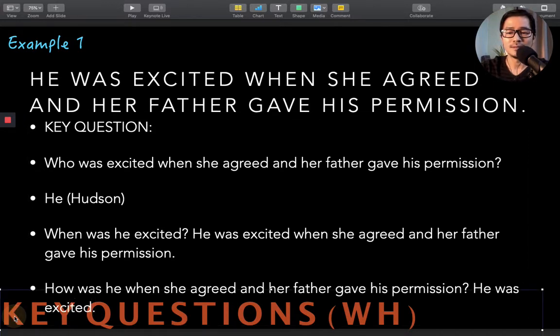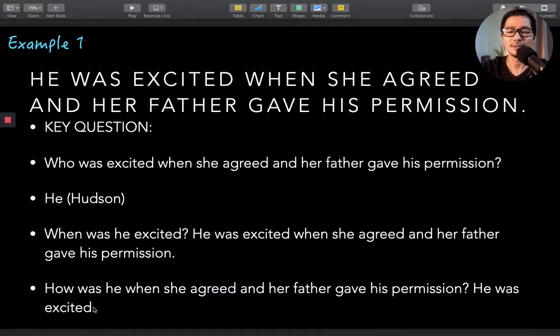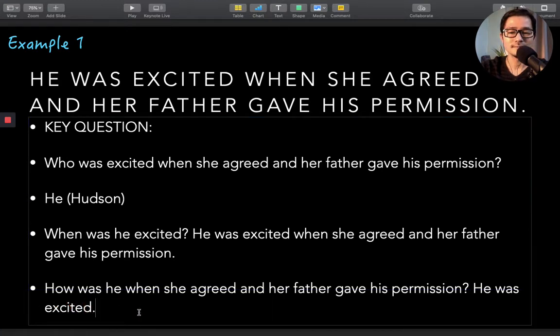Okay, can I just remove this? Thank you. Right? So you can see we did not change any of the original structure. How was he? So we just switched it. He was he? Did you get that?